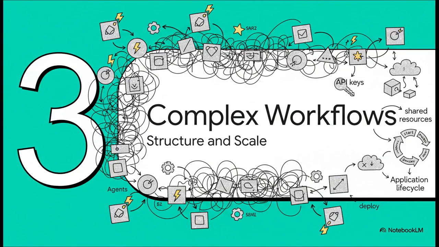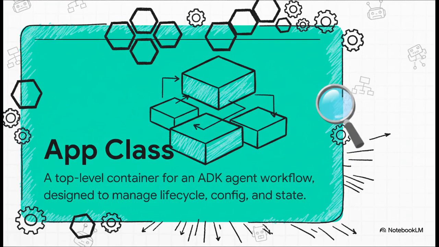things can get messy and fast, right? How do you handle stuff like API keys, shared resources, and just the overall life of your application? Let's look at how the ADK helps you keep things organized and scalable. The answer to all that complexity is something called the app class. I want you to think of this as the master container for your entire project. It's technically optional, but I highly recommend you use it.